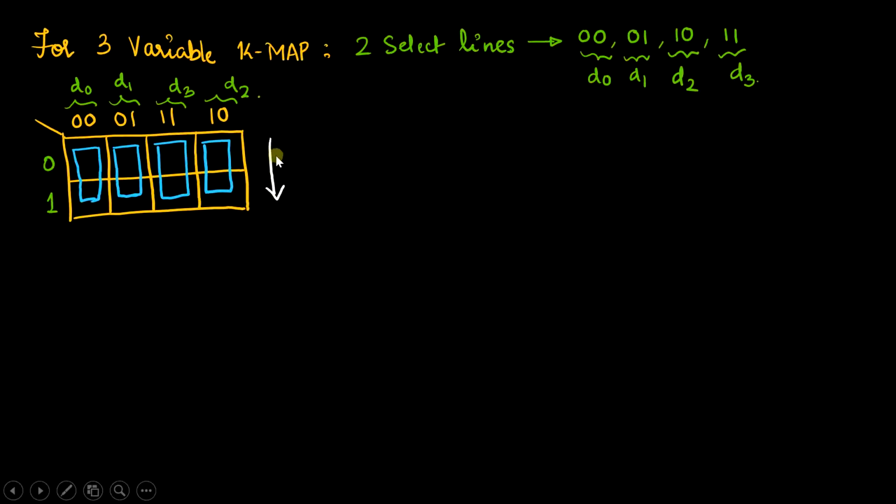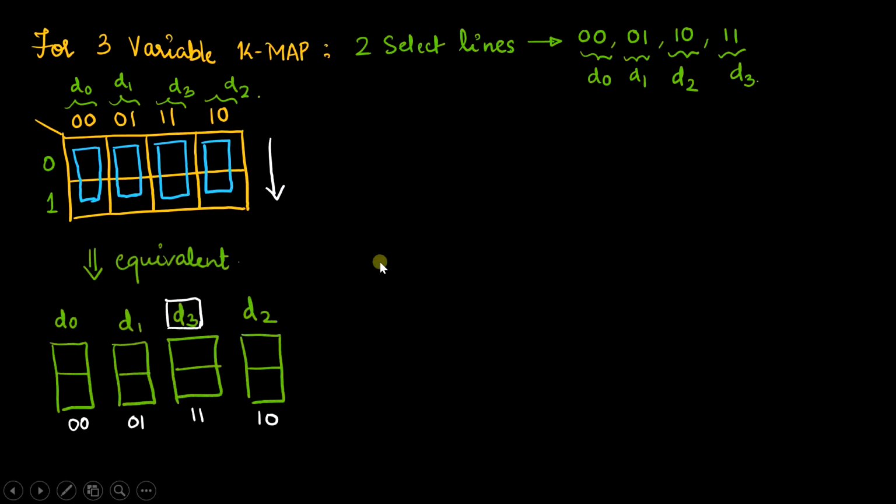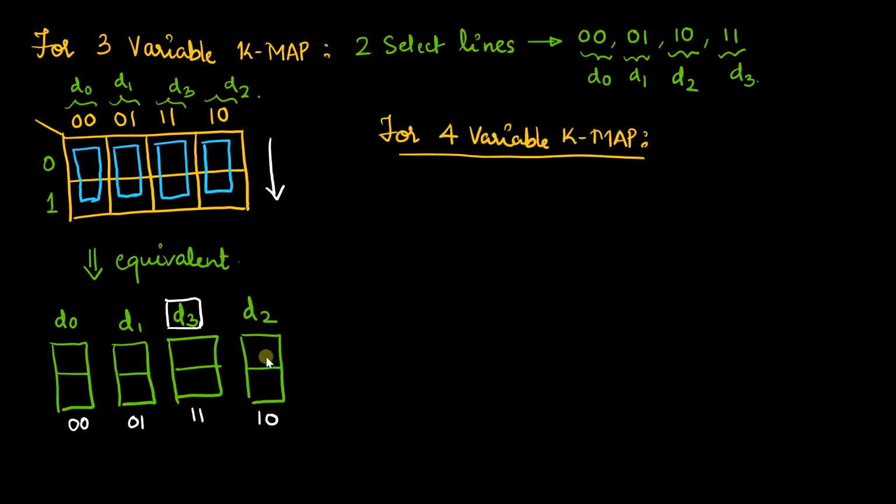So that is why I have shown the arrow here. And the equivalent of this will be 0, 0, 0, 1, 1, 1, 1, 0. So D3 is here. You should remember this. Do not get confused. So on similar lines, for a 4 variable Karnaugh map, we can have 2 possibilities.